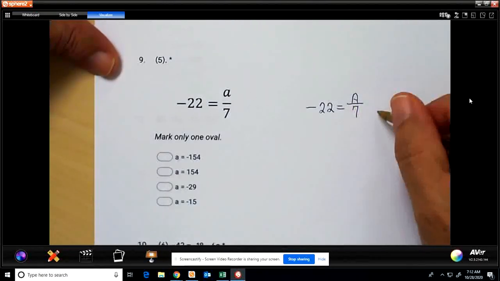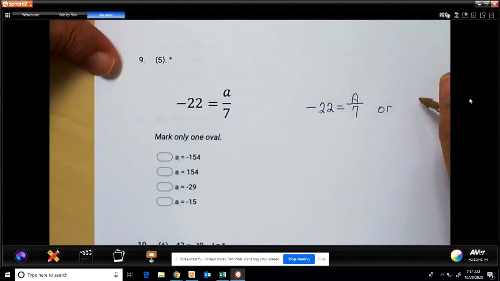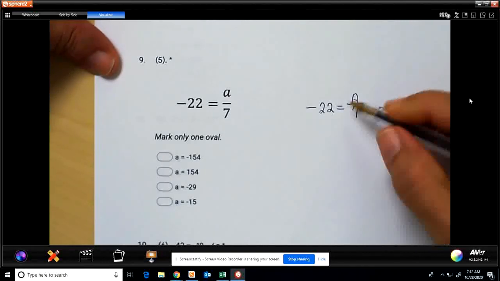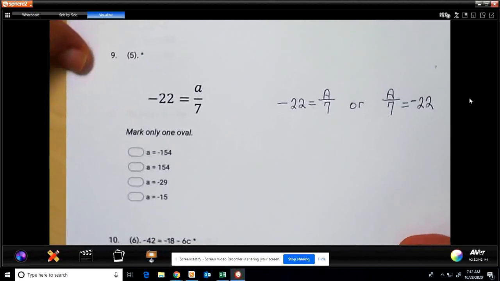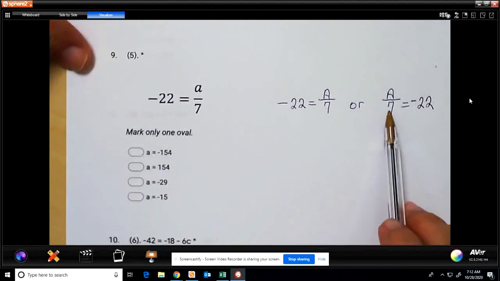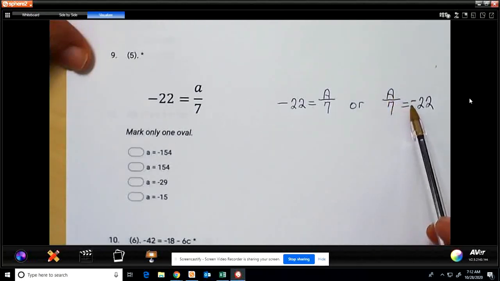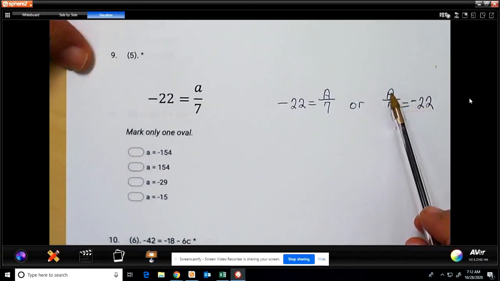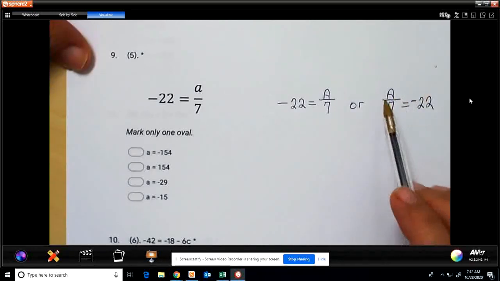Another helpful choice is that you can rewrite this, and this means the same thing. I can take this A divided by 7. If you like the variable on the left-hand side, A divided by 7 equals negative 22. You can solve it this way or this way. Remember, it's the same problem. It's still A divided by 7 equals negative 22. And you want to get A by itself, so you need to do the inverse operation of dividing.